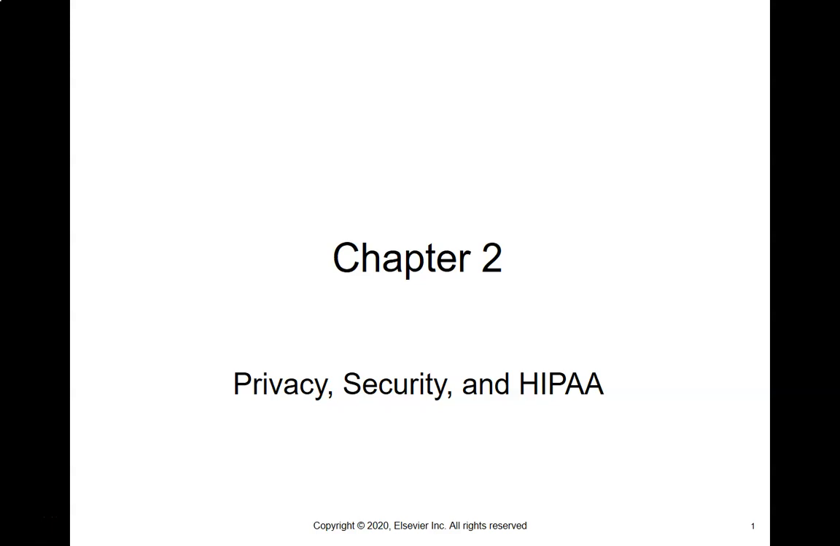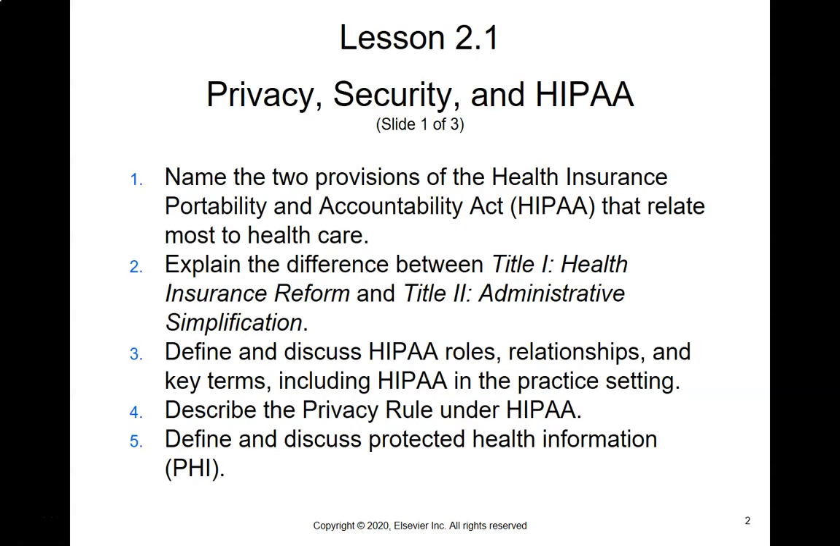Chapter 2, Privacy, Security, and HIPAA. The learning objectives for Lesson 2 are: 1.